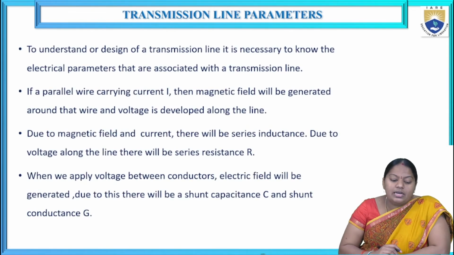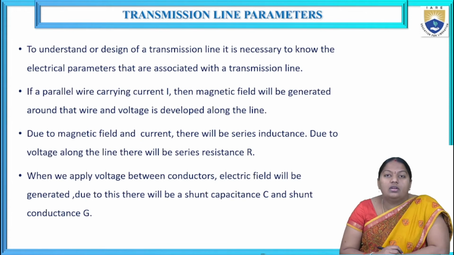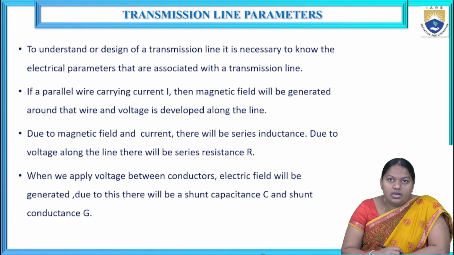Next, to understand or design a transmission line, it is necessary to know the electrical parameters associated with the transmission line. So in order to design a particular transmission line, we need to know what electrical parameters are associated with that particular transmission line. And if a parallel wire carries a current I, then a magnetic field will be generated around that wire and voltage is developed along the line.